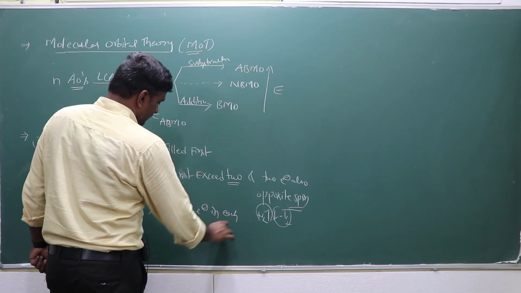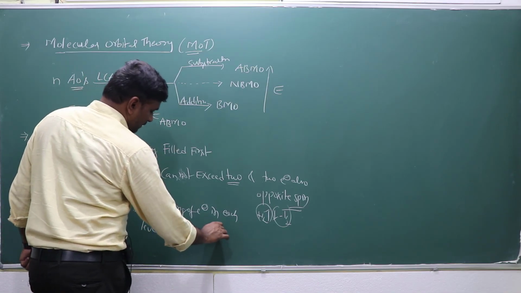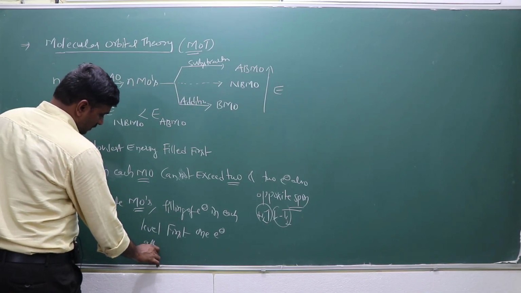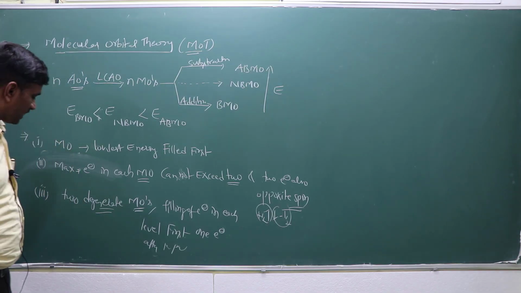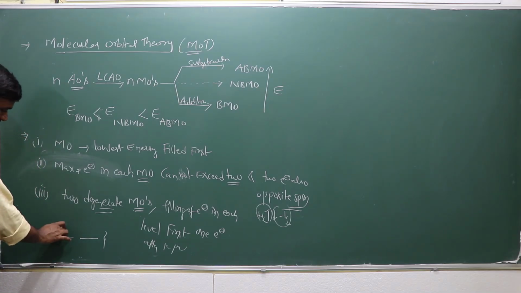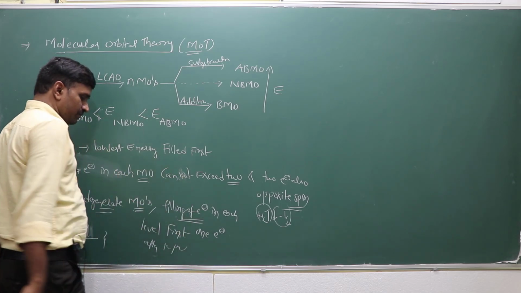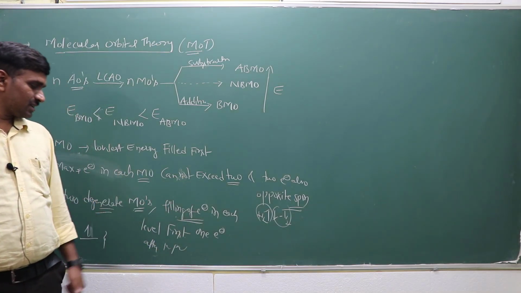If 2 degenerate molecular orbitals are present, in the filling of electrons, first 1 electron goes in each level, and after that pairing takes place. Suppose pi 2px and pi 2py are there with two electrons: each level is filled with one electron first, later pairing takes place. Each level gets one electron first, then pairing of the electrons will occur.